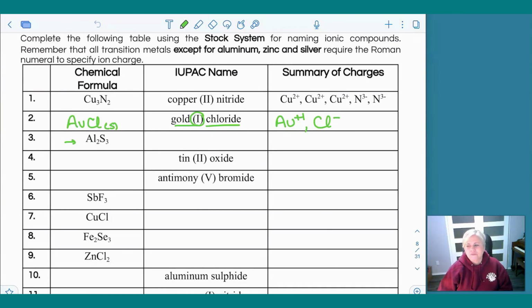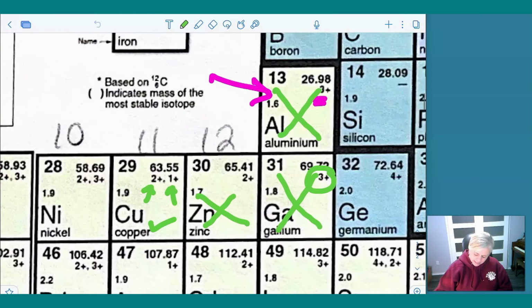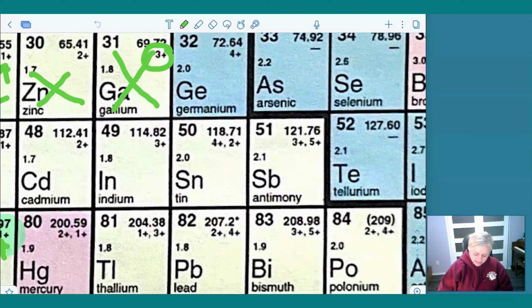Okay, let's look at number 4. Tin has a +2 charge in this case, and I know that without even having to look it up because it's got Roman numeral 2 there. So I might want to look up its symbol. Tin is kind of a strange one. Tin is Sn, and it either can be a +4 or a +2. So in this case, it was a +2. So we're going to use it that way.